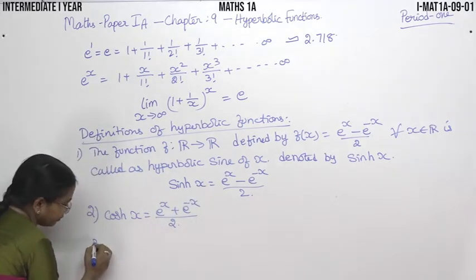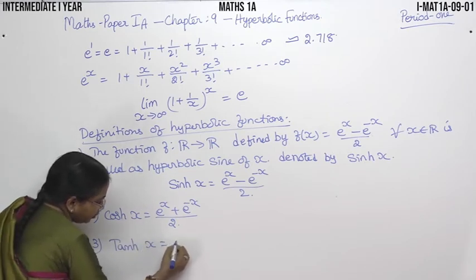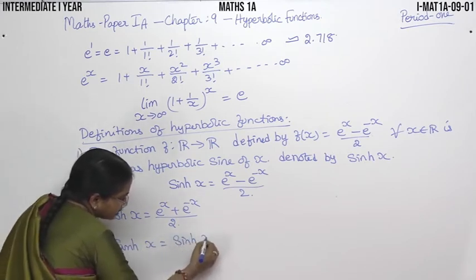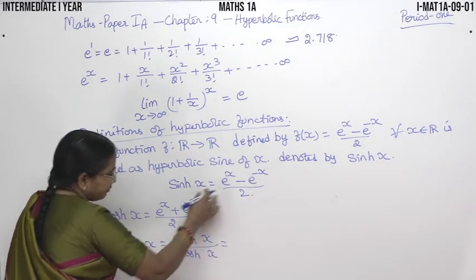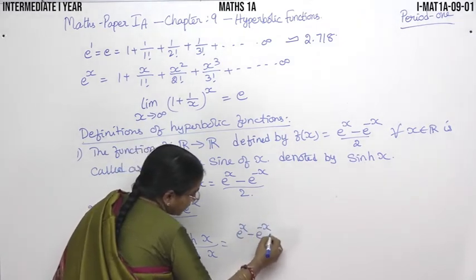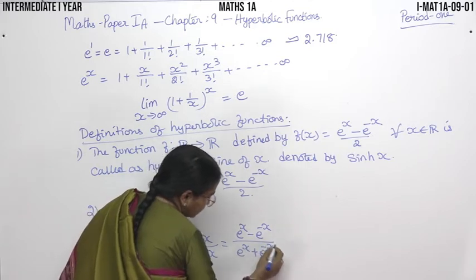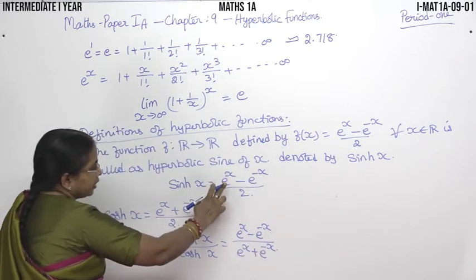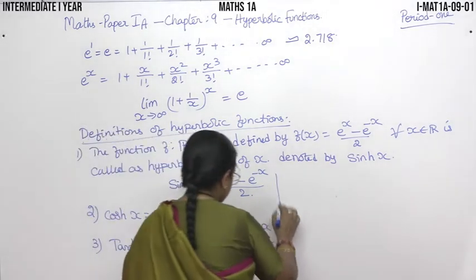Next, third one is tan hx. Tan hx is equal to sin hx by cos hx. So when you divide these two, you will get (e^x minus e^-x) by (e^x plus e^-x). Learn these definitions. Divide these two.